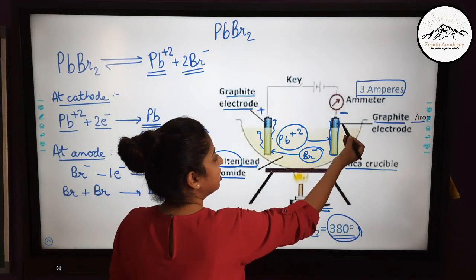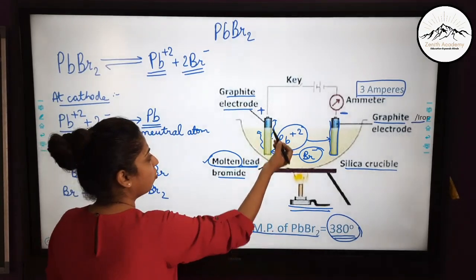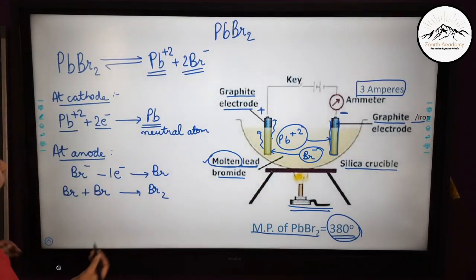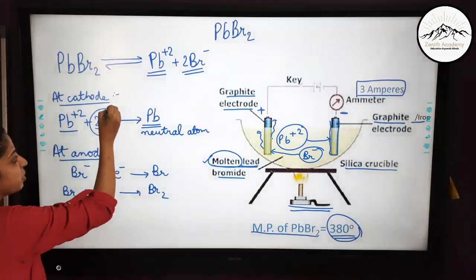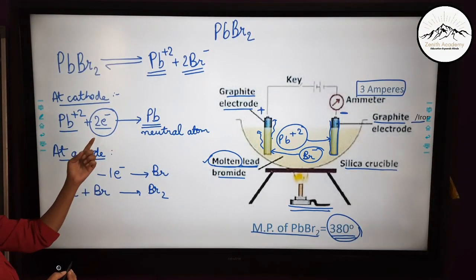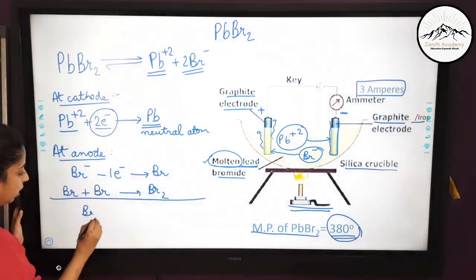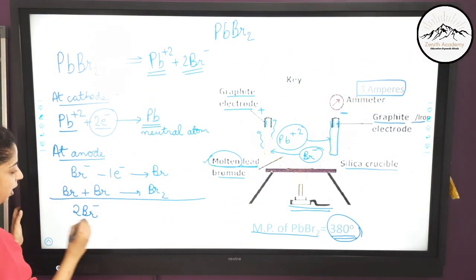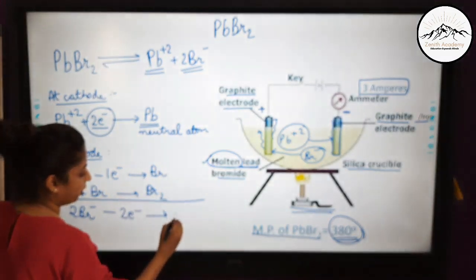So here silver grey metal gets deposited and here reddish brown gas gets evaporated. You should always remember that the number of electrons should be the same. So if it has taken 2 electrons, it should lose 2 electrons. You can also write, see, there are 2 bromide ions which give 2 electrons to form bromine gas.